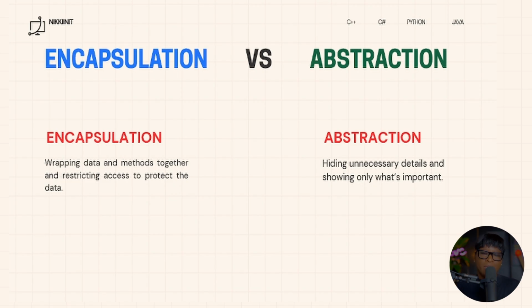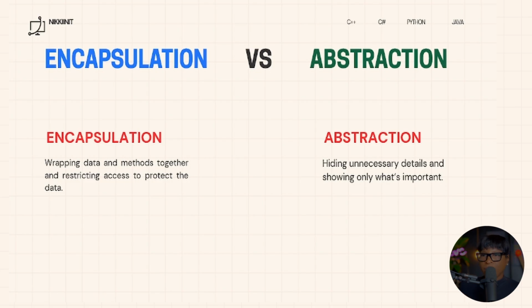You may be thinking, well, encapsulation and abstraction kind of do the same thing. However, they don't. It may seem like they have the same functionality, but in reality, they do not. So let's take a look at it. Encapsulation wraps data and methods together, restricting access to protect the data. Okay, the key word here is data. We are hiding the data.